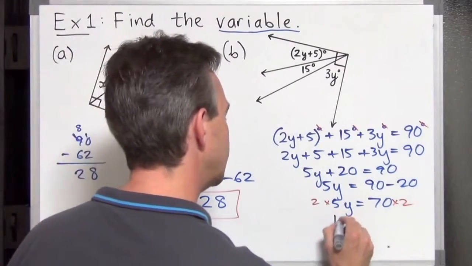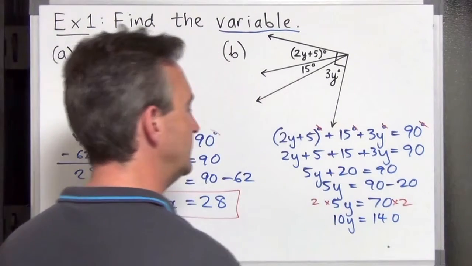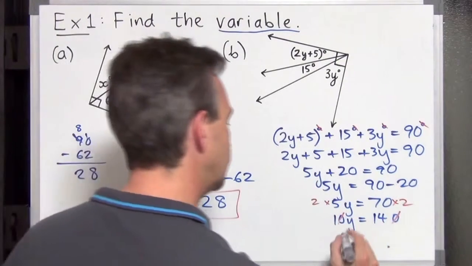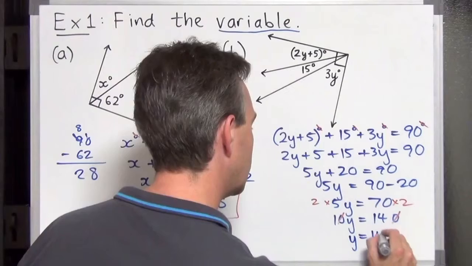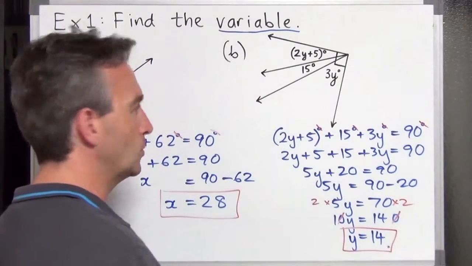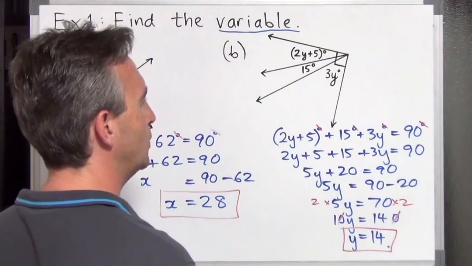2 times 5y is 10y. 70 times 2 is 140. And the zeros can just cancel off. So y equals 14. Like so. A bit harder, but doable. y equals 14. How confident are you? If you wanted to check your answer, what would you do?